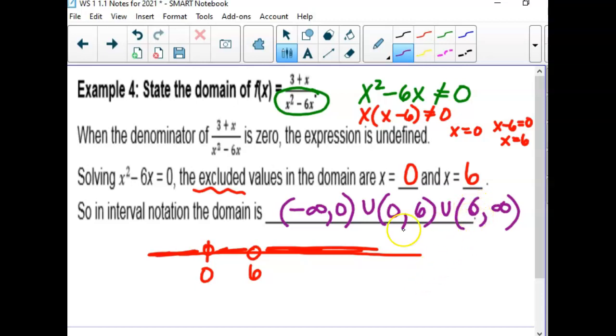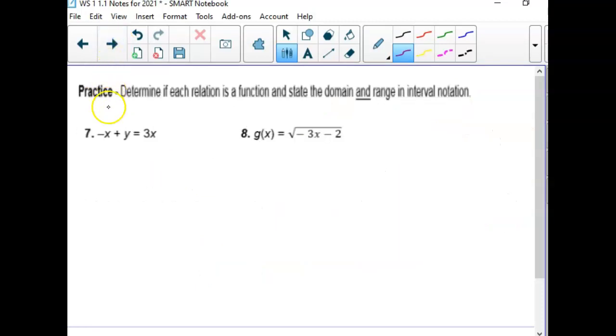That's a 6, sorry, it's kind of messy. All right. Is there a radical or a denominator in number 7? Is there a radical or a denominator? No. So this is going to be a domain of all real numbers, or negative infinity to infinity.